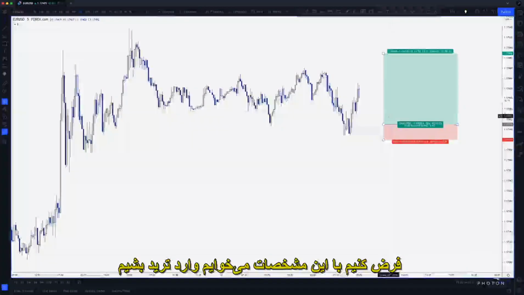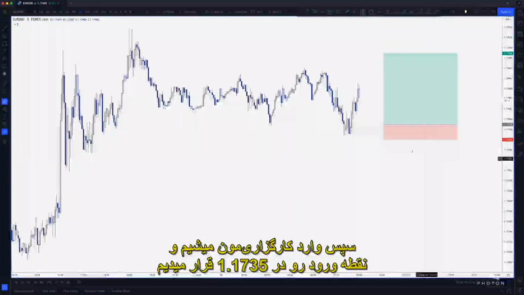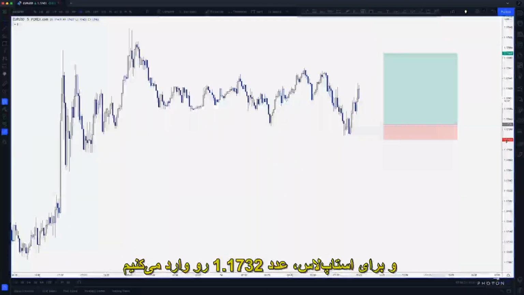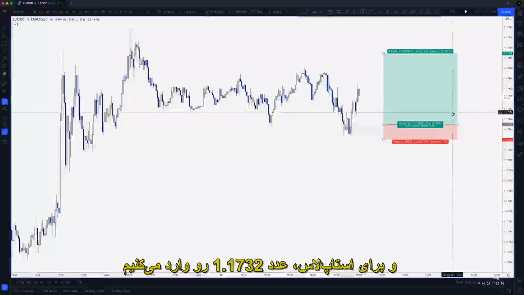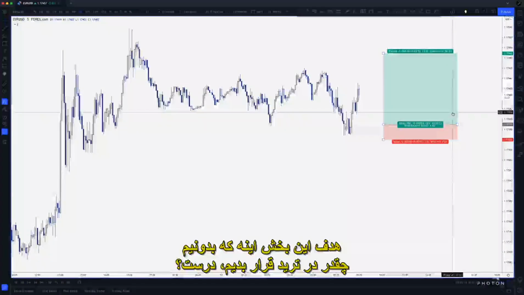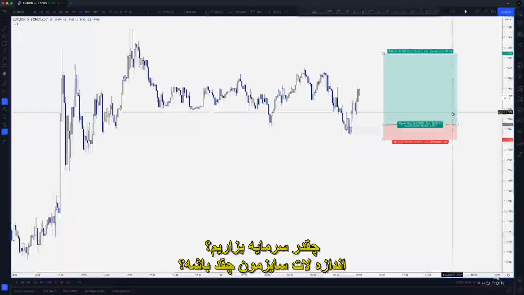And let's just say this is how we want to size the trade up, and we're all ready now to enter this into our broker. So we would put, obviously, for our entry 1.1735, and for our stop we would put in 1.1732. So the point of this video is to know, how much do we put on the trade? How much do we bet? What lot size do we use?